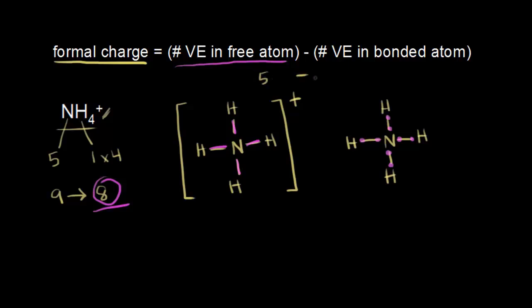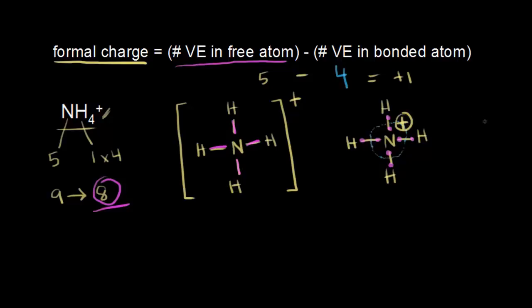From that number, we're going to subtract the number of valence electrons in the bonded atom. The way to approach that is to look at your dot structure here and think about those 2 electrons in those covalent bonds. One of them we're going to assign to the hydrogen, and one of them we're going to assign to the nitrogen. We do that for each one of our covalent bonds like that. Now we can see that nitrogen is surrounded by 4 valence electrons in the bonded atom. So let me write that. It's 5 minus 4, and 5 minus 4 is, of course, +1. So we have a +1 formal charge on the nitrogen. So this nitrogen has a +1 formal charge.